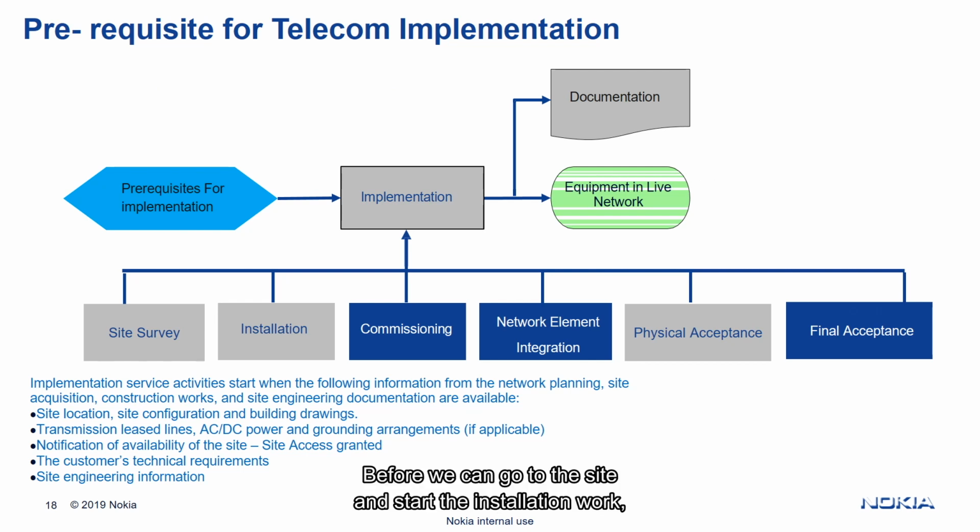Prerequisites for telecom implementation: before we can go to the site and start the installation work, we need to make sure that the following implementation and documentation is available: site location, site configuration and building drawings, transmission leased lines, AC/DC power and grounding arrangements, notification of availability of the site, access granted, customer technical requirements, and site engineering information.